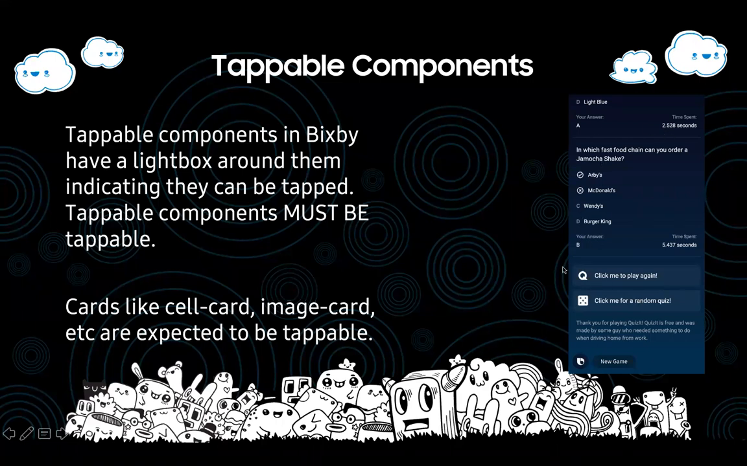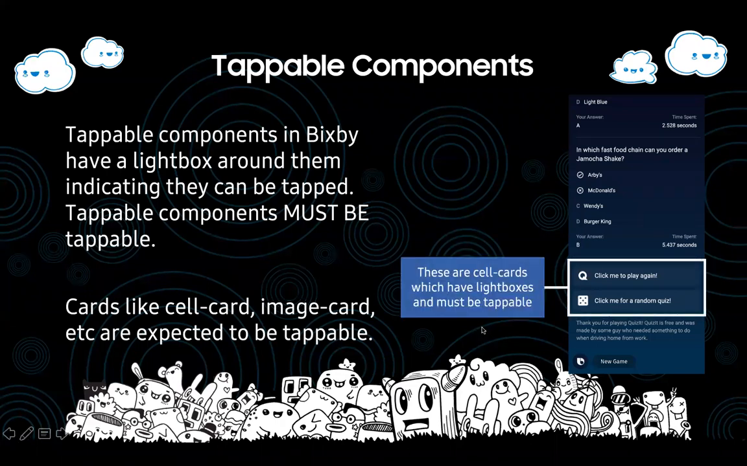But unfortunately, as of now, that's a rejection. So you can't use these tappable components just as simple UI components. These are cell cards and other things like compound cards, map cards, and a bunch of other cards. They're expected to be tapped because they have the light box around them. The rest of it, you can see, doesn't have light boxes around these components. You can't tap on them, and it's very clear you can't tap on them.